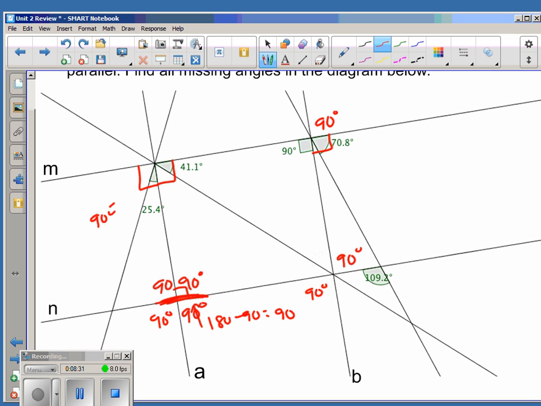I do still want that one up. Okay. The next thing I'm going to look at is my vertical angles that I already know. And that's the next easiest. So, see this 41.1? That's vertical with this one, so that has to be 41.1. 25.4 has to be vertical with that one because they're across from one another, so that's 25.4. 70.8 is going to go here.